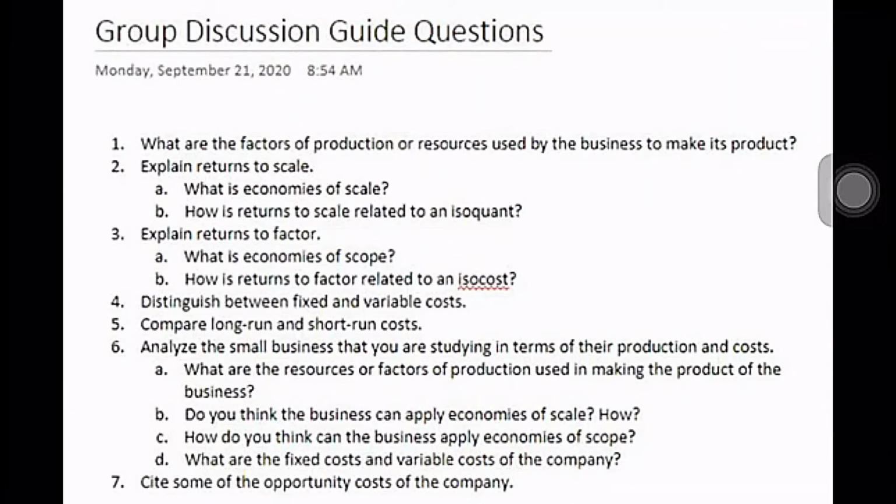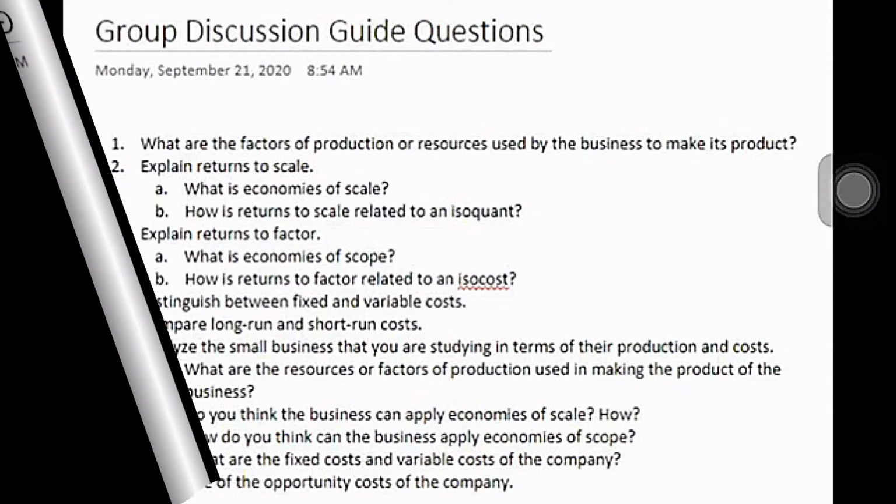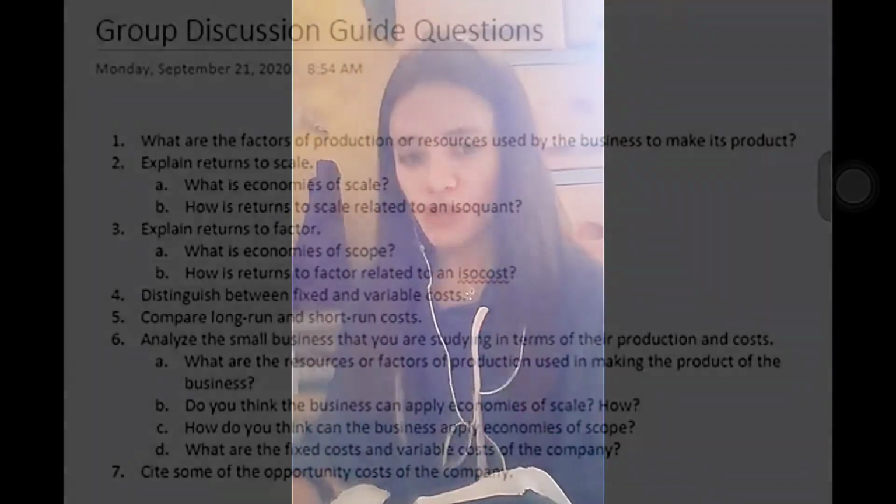B. How is returns to scale related to an isoquant? The laws of returns to scale can also be explained in terms of the isoquant approach. The laws of returns to scale refer to the effects of a change in the scale of factors upon output in the long run when the combination of factors is changed in some proportion.